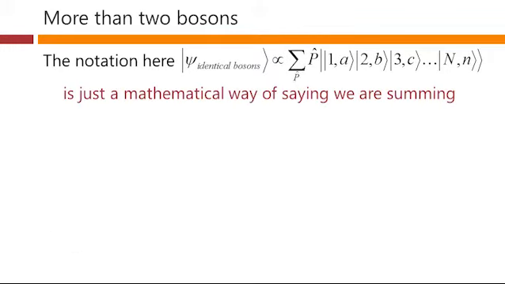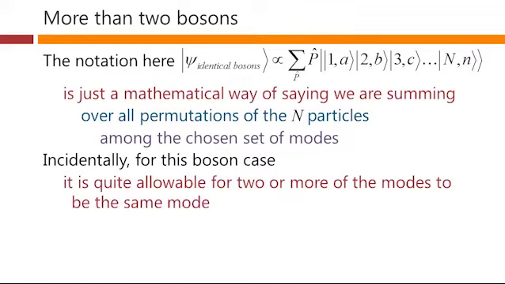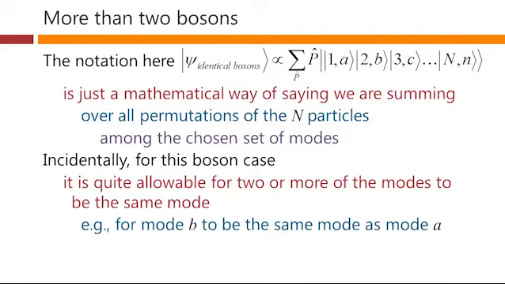Now, this notation here then is just a mathematical way of saying that we're summing over all the permutations of the n particles among the chosen sets of modes. And for this boson case, it's quite allowable for two or more of the modes actually to be the same mode. That is, it's quite allowable for B to be the same state as A in this list. So we could have a list that is 1A, 2A, 3C, and so on. That's an allowable list for bosons, and then we'd be considering all of the possible permutations of that.